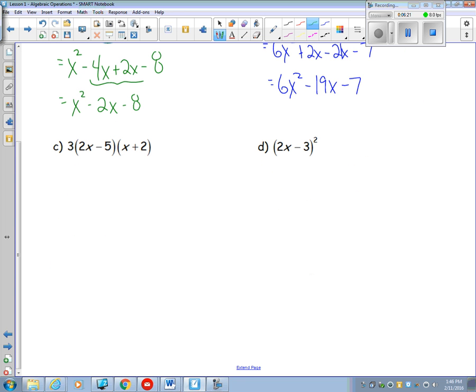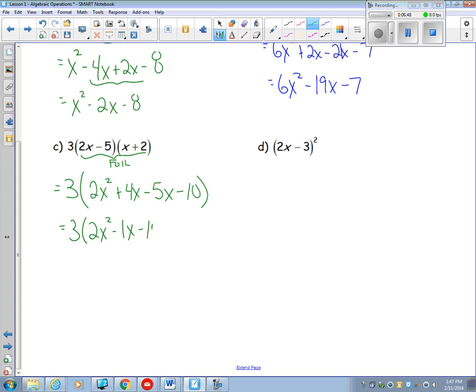When we come across something like this where we have a 3 out front, we leave the 3 alone and we do FOIL with the inside stuff. So the 3 is going to be outside. We still have to multiply at the end, but we're not going to do it until we get to the end. So we go back to FOIL. 2x times x makes 2x squared. 2x times 2 is 4x. Minus 5x minus 10. Okay, collect them up. 2x squared minus 1x minus 10. Now that I've made it as easy as I can, now I'll multiply everything through by the 3. So I'll end up with 6x squared minus 3x minus 30.